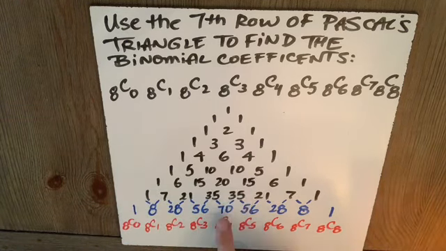35 plus 21 is 56. 21 plus 7 is 28. 7 plus 1 is 8. I put 2 1s at the end. These 9 terms correspond to 8C0, 8C1, 8C2, 8C3, 8C4, 8C5, 8C6, 8C7, 8C8. And I barely had to do any work to do that.